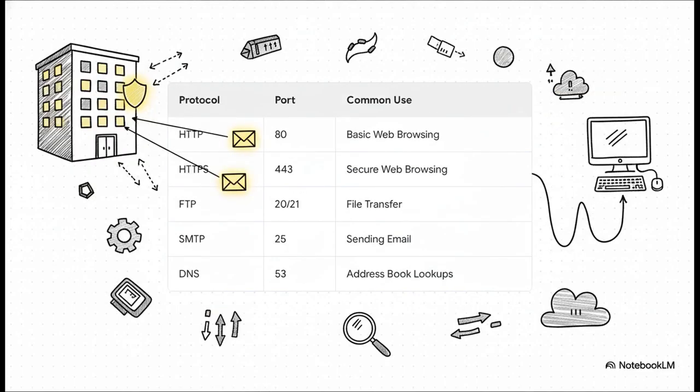Okay, so if an IP address is the street address of a giant apartment building, let's say Google servers, then a port is the specific apartment number for the service you need. Port 443, for example, is the apartment for secure web browsing. Port 25 is where you go to send email, and so on. It's what tells the server exactly what kind of request you're making when you show up.